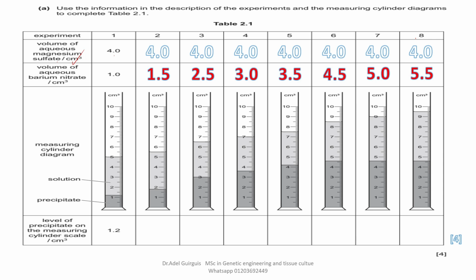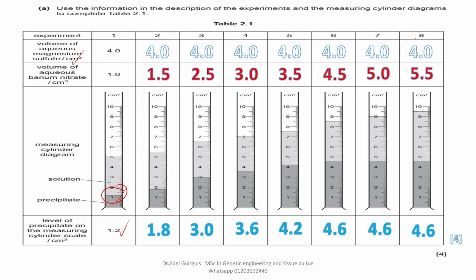Now he asked me to observe and record the reading of precipitate, the volume of precipitate formed in each experiment. Here 1.2, right. Here 1.8, right. 3, 3.6, right? 4.2, 4.6, 4.6, 4.6. Okay.